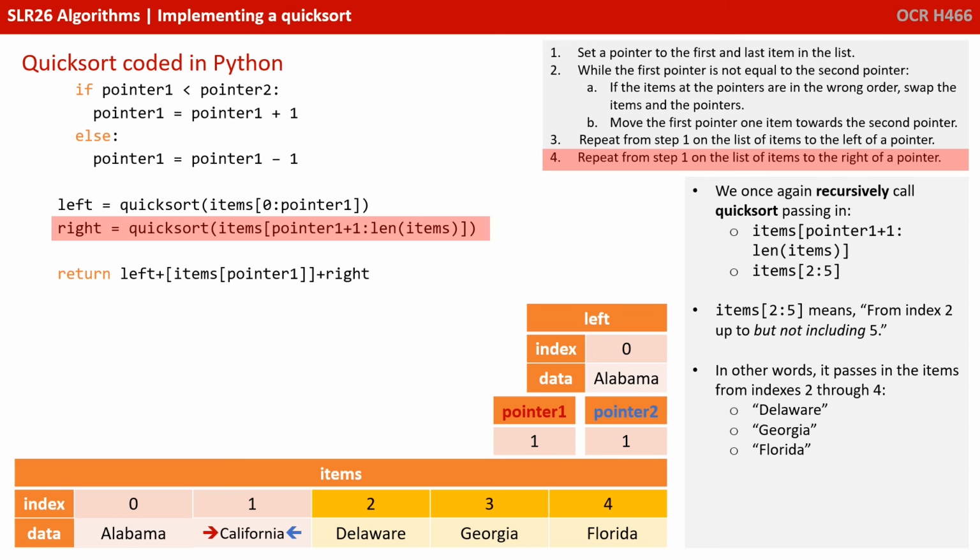So here we are recursively calling quicksort again, this time passing in items pointer 1 plus 1 colon length of items. Well, pointer 1 is 1, plus 1 is 2, and the length of items is 5. So it's items 2 colon 5. Now in Python, that's slicing and it means from index 2 up to but not including 5. In other words, it passes in the items from indexes 2 through 4, which is Delaware, Georgia and Florida. And of course this makes sense because we're passing in everything to the right of our pivot point, which is California.